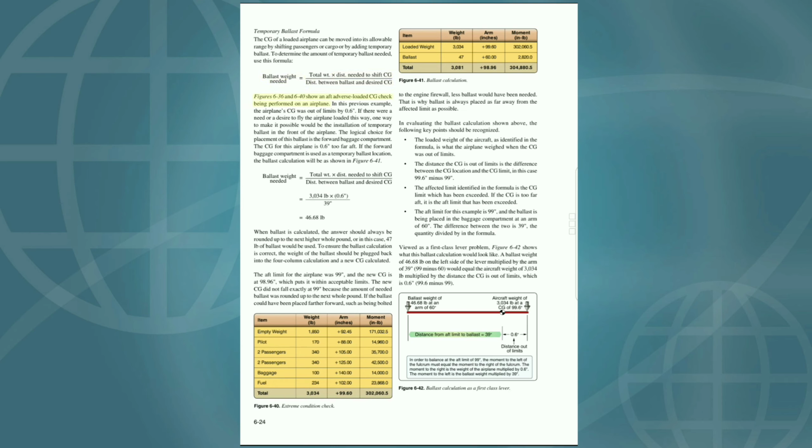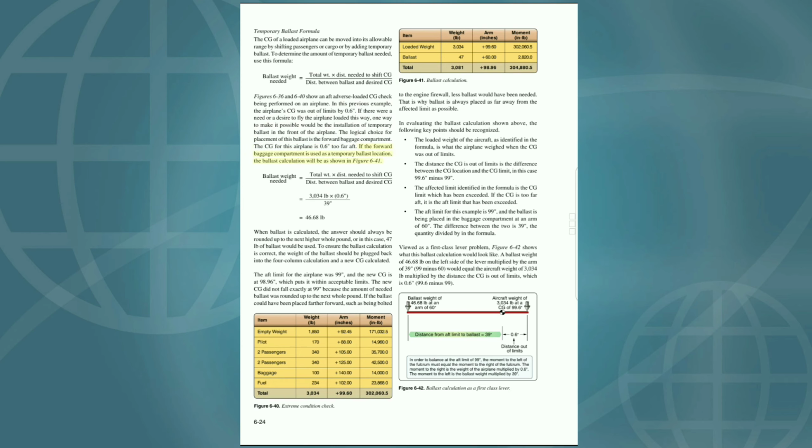Figures 6-36 and 6-40 show an aft adverse loaded CG check being performed on an airplane. In this previous example, the airplane's CG was out of limits by 0.6. If there were a need or a desire to fly the airplane loaded this way, one way to make it possible would be the installation of temporary ballast in the front of the airplane. The logical choice for placement of this ballast is the forward baggage compartment. The CG for this airplane is 0.6 too far aft.